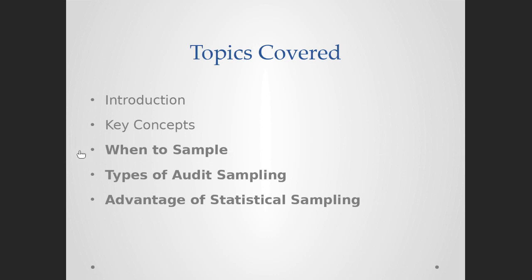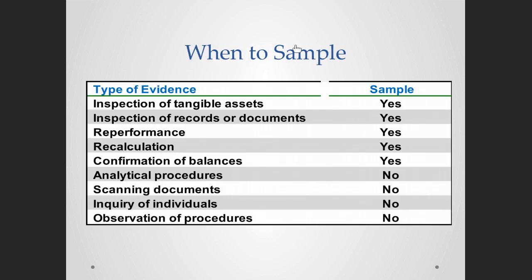Now we have three topics that we're going to discuss. One is when to sample, the second is types of audit sampling, and the third is the advantages of statistical sampling. So let's start with the first topic.